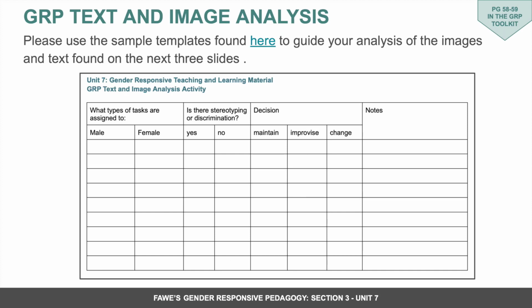A first step in developing gender-responsive teaching and learning materials is to review the existing textbooks and other learning tools. The sample templates found on pages 58 and 59 in your toolkit and shown in this slide can support you and your students in analyzing the gender responsiveness of images, text, and activities found in textbooks. Teachers can use these templates to analyze and adopt materials themselves or with their peers.